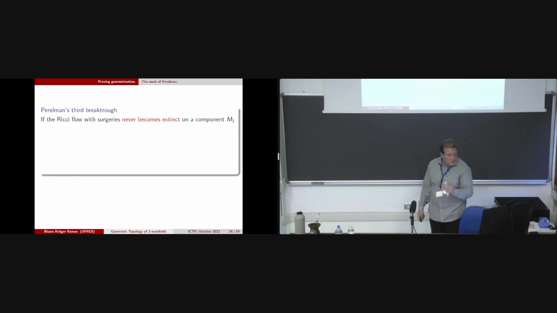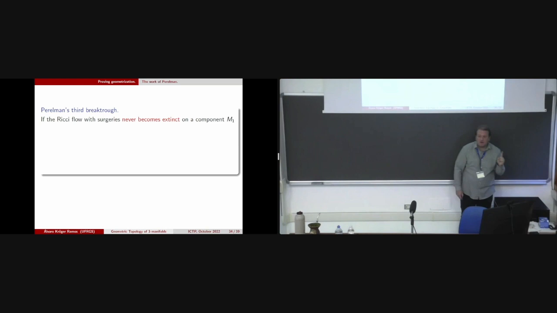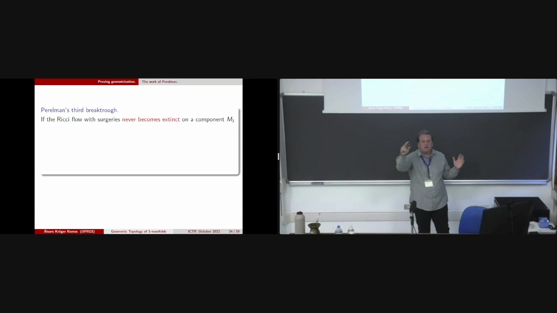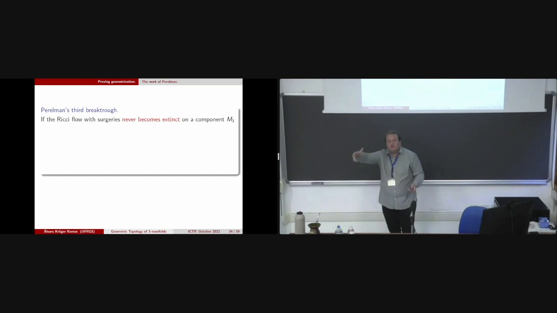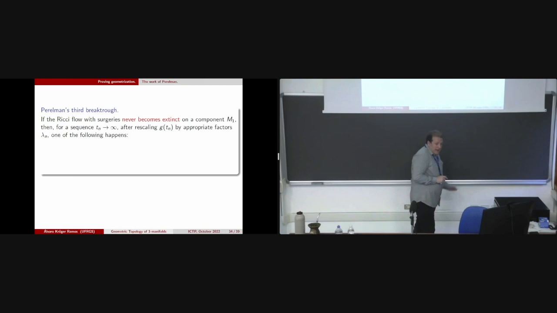This is the complementary situation. If the Ricci flow with surgeries never becomes extinct, so you are always non-empty when you make surgeries. You could have now, you could do infinitely many surgeries now, but at a finite time, only finitely many. But now you are doing surgeries all the way up to infinity. Maybe you are in a self-similar solution. You have solutions that don't change under the Ricci flow. But what happens if you have a flow with surgeries that never becomes extinct?